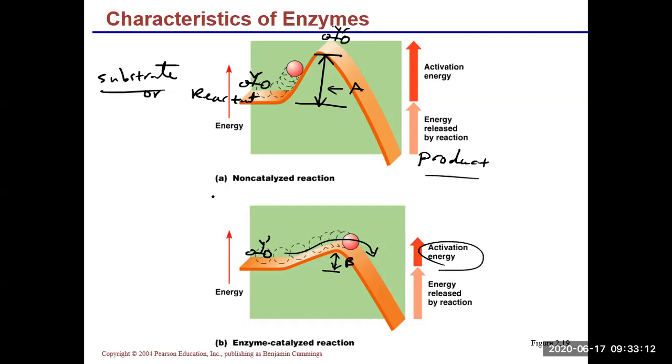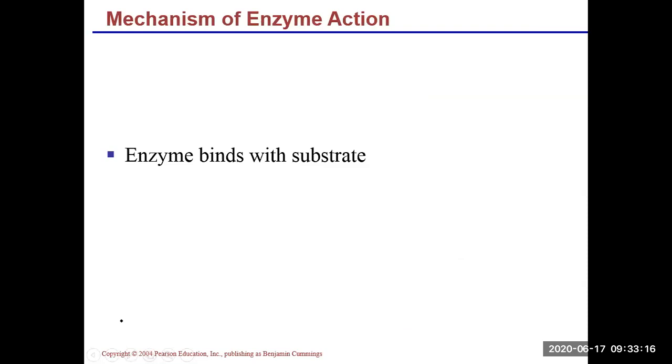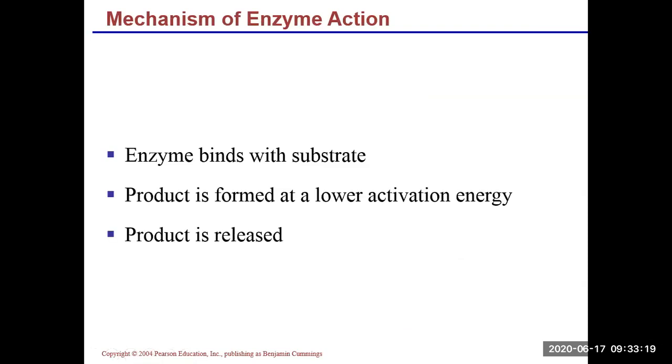Enzymes are not part of the product. All right. Enzymes bind with substrate. So let's say this is the enzyme and this is our substrate. This is called the S. This is called the E for enzyme. Substrate, they can bind in here. Boom. Now it formed the enzyme substrate complex. All right. They're forming a complex now.